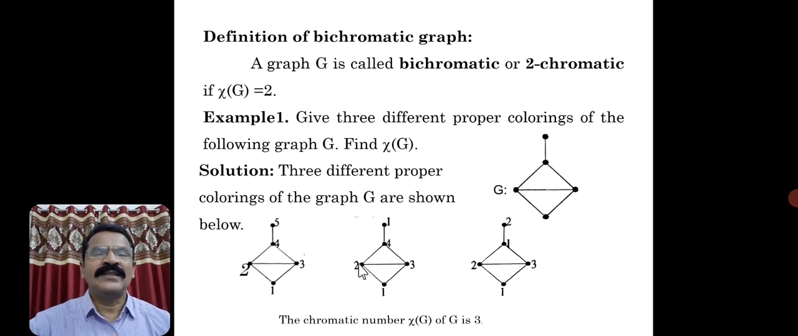The second vertex, these two are adjacent, that's why it is 2. And the third vertex is adjacent with both previous vertices, so you cannot assign the color 1 or 2. You can use a different color, so that's why we have used the color 3.